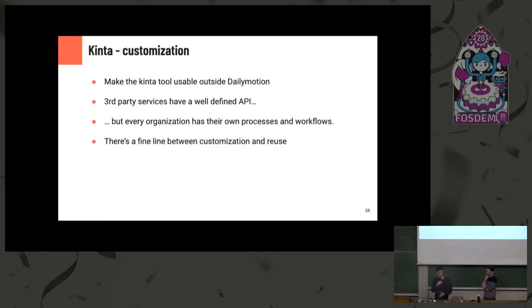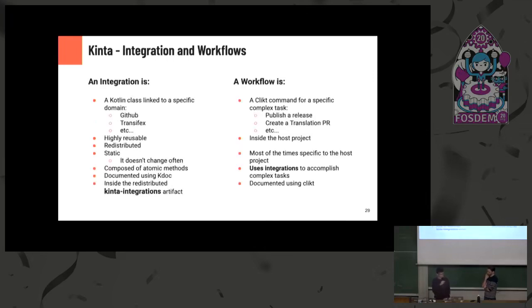And we had to define some stuff like what is a workflow, what is an integration. An integration is a Kotlin specific class linked to a particular tool, so GitHub for example, or CI, or a translation tool. It's highly reusable. It should not change too much. It has atomic methods, so everybody can use these methods. A workflow uses these integrations to achieve complex tasks, so start work, for example.